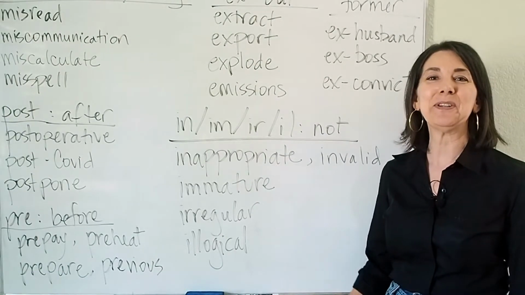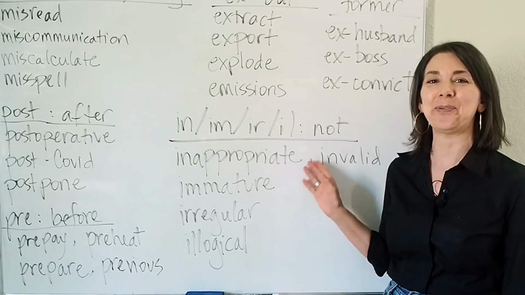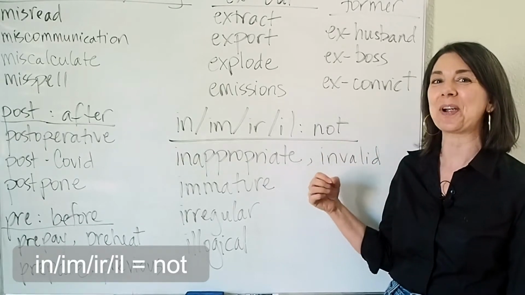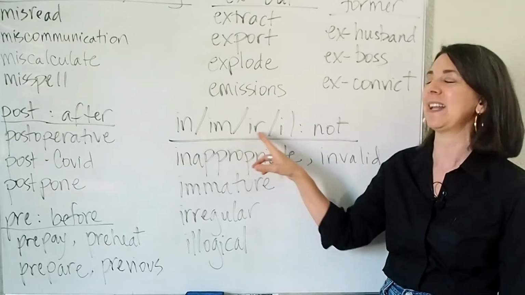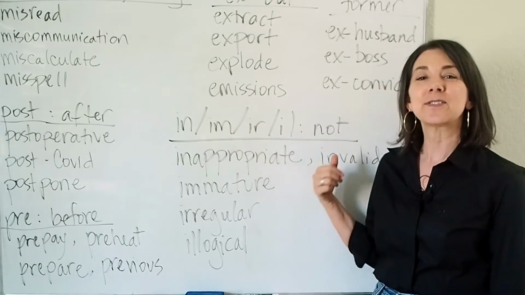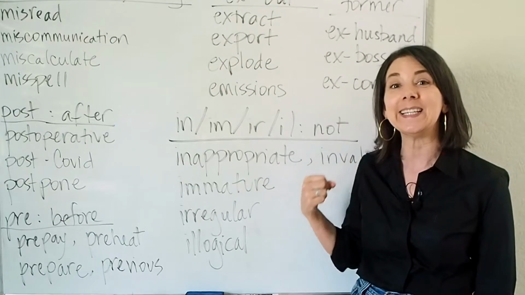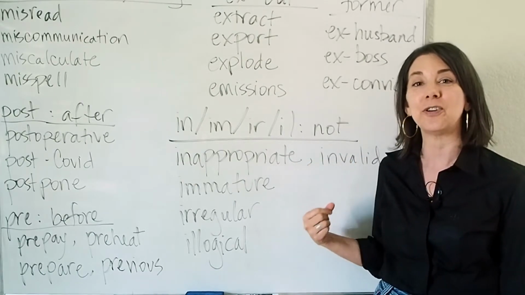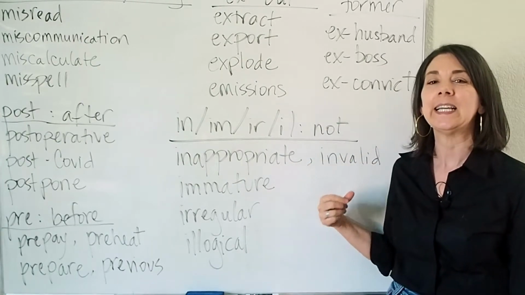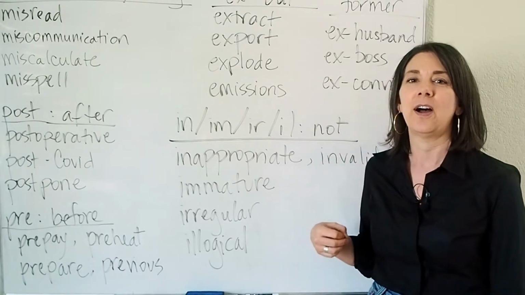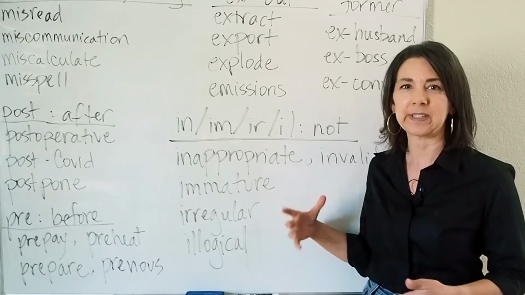And the last one I'm going to show you today is this great prefix in, meaning not. And I think it's great because it is kind of interesting because it has different spellings. So this is the prefix that we saw in the previous example of an invalid argument. Your argument is invalid. Invalid means not valid, or that it doesn't work, it's not true.